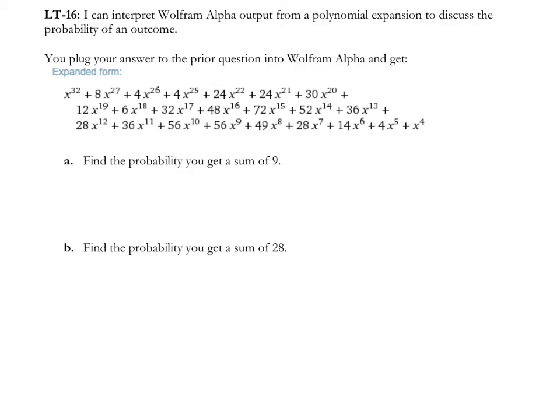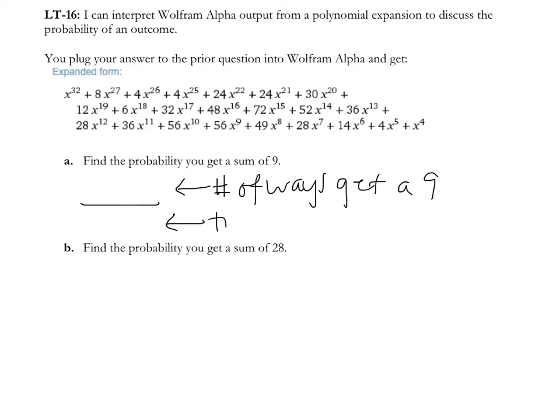So to find a probability, we want to think about, well, what are the number of ways we can get a 9 divided by the total possible outcomes. So for example, if there were 10 possible outcomes and 5 ways of getting a 9, your probability would be 5 out of 10, or 1/2.